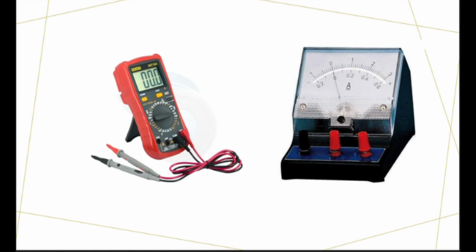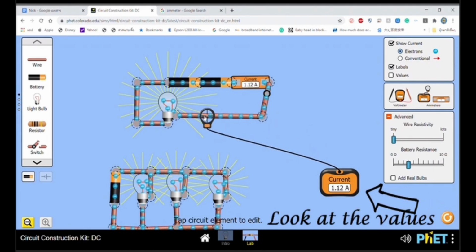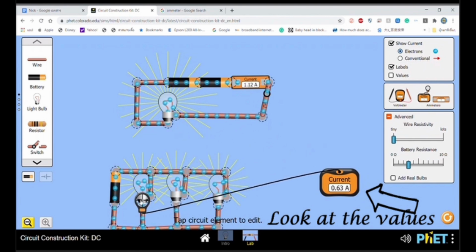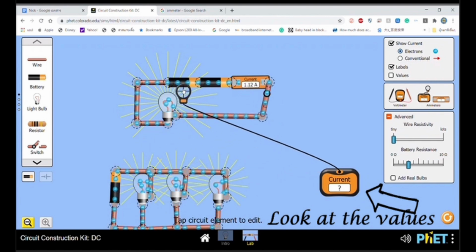Ammeters. An ammeter measures the flow of current that passes through it. Ammeters have to be connected in series in the same loop of the circuit with the electrical component whose current you are measuring.